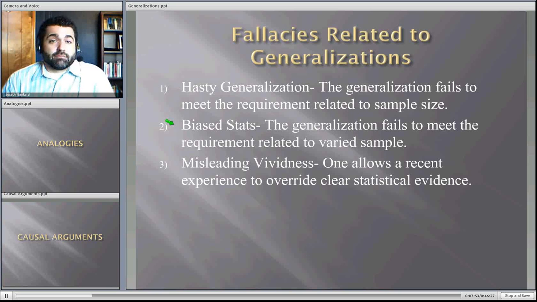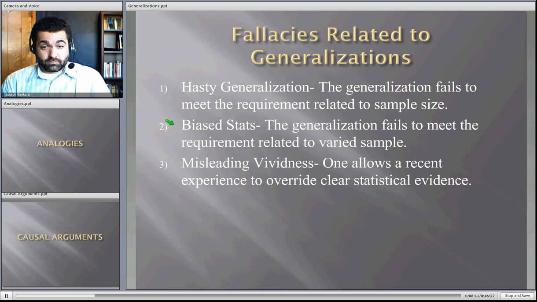Biased stats. This is when the sample does not have enough variety. So if I sit outside the NNU Republican meeting, and then I poll people coming out, and I say, oh, NNU students generally feel this way about the Obama administration, well, those are biased stats because I didn't get enough variety within my sample. And then the final fallacy, and this is just about human nature a little bit, misleading vividness. You allow a recent negative or positive experience to override statistical data.